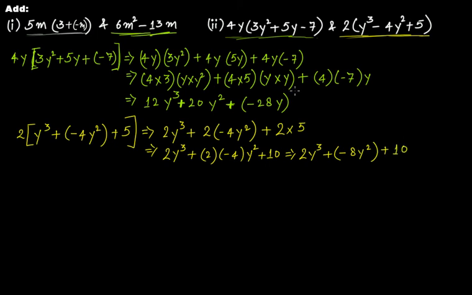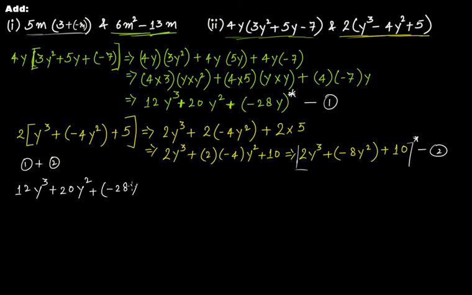So you have this simplified form of this expression, and you have another expression that is the simplified form of this one. You have to add these two together. Let's say that this is expression 1 and this is expression 2. So 1 plus 2 will be, right, this 12y cubed plus 20y squared plus minus 28y.